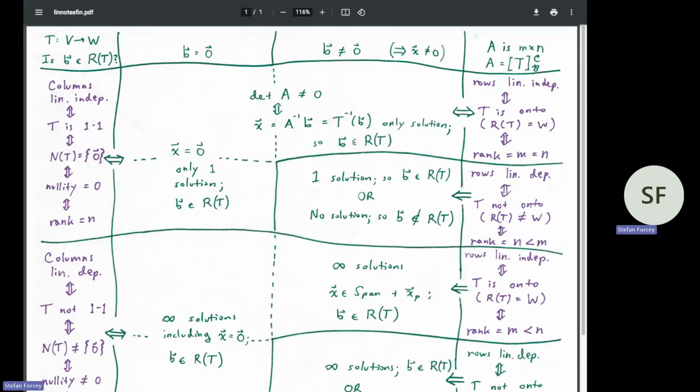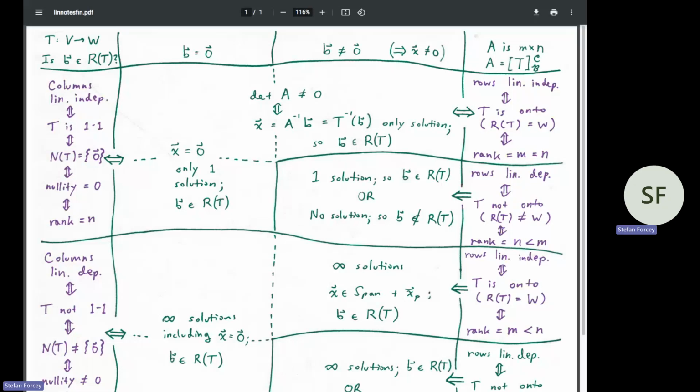So we have T goes from V to W. It's an M by N matrix that represents T. So it has M rows and N columns. That means that the dimension of the domain V is N, and the dimension of the codomain W is M.